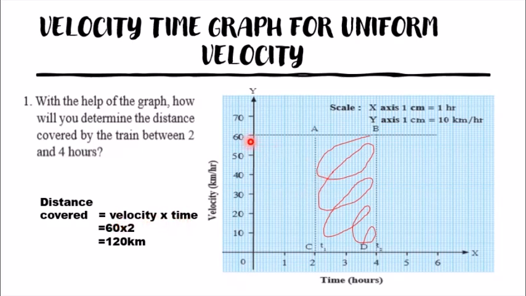Our velocity here is 60, as the train is moving at 60 kilometers per hour all the time. So 60 will be our velocity, and time here between 2 and 4 hours is 2. So 60 multiplied by 2, the answer is 120 kilometers. That means the distance covered by the train between 2 and 4 hours was 120 kilometers.